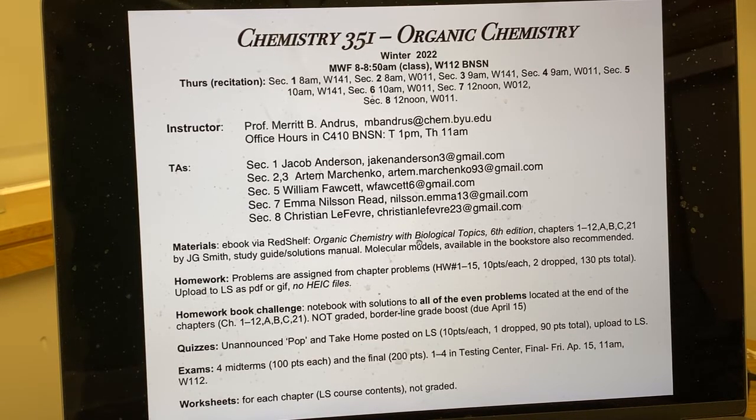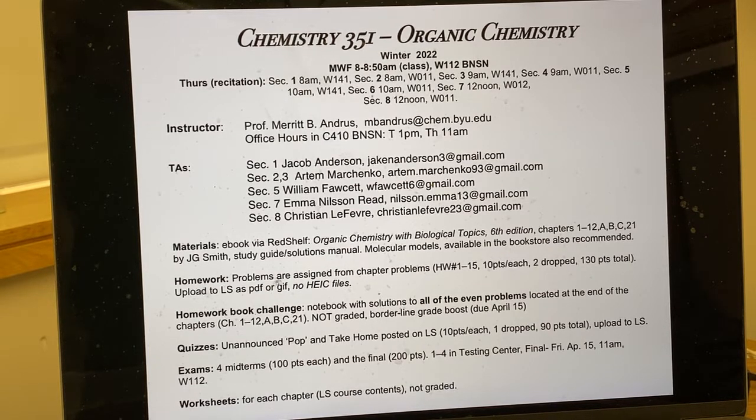But by far the best approach to the textbook is the ebook. Just through Red Shelf, there's a button on top of the Learning Suite page where you just click on it and see the full content of the book and the solution manual. Molecular models are also recommended. They're available in the bookstore or in the Nichols building in the chemistry stockroom. You can get them there.